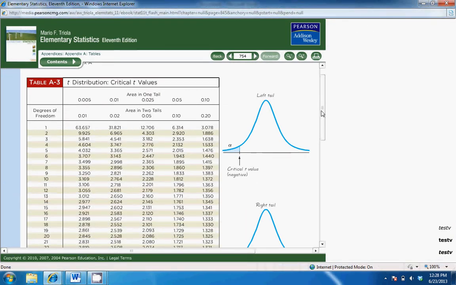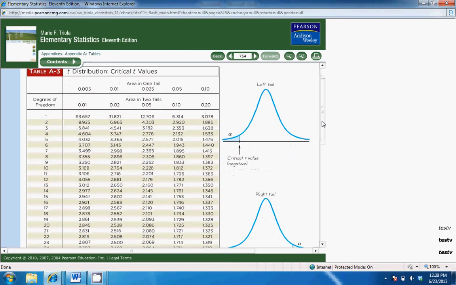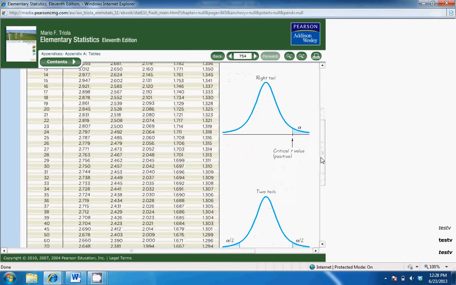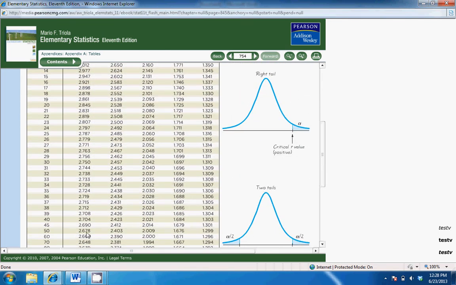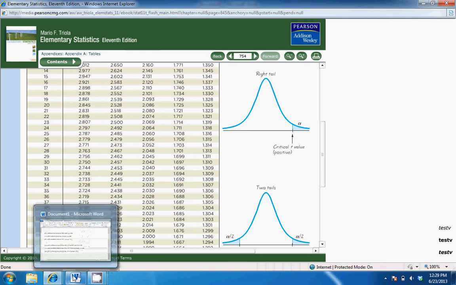52 degrees of freedom is closer to 50, so we'll just use the closest one, so that's 2.678. And so that's the number that we would plug in, 2.678.